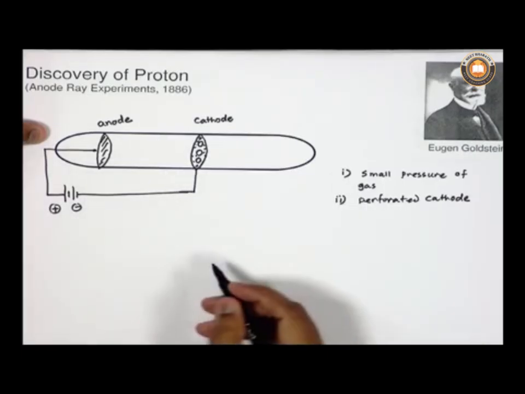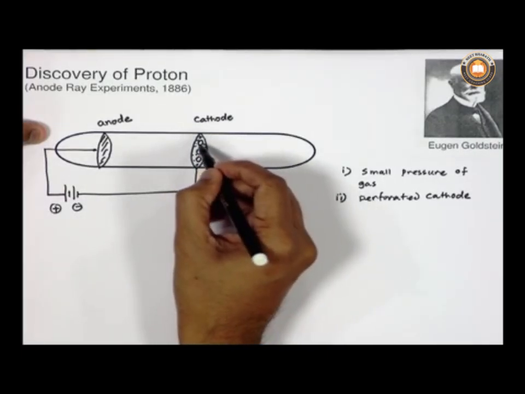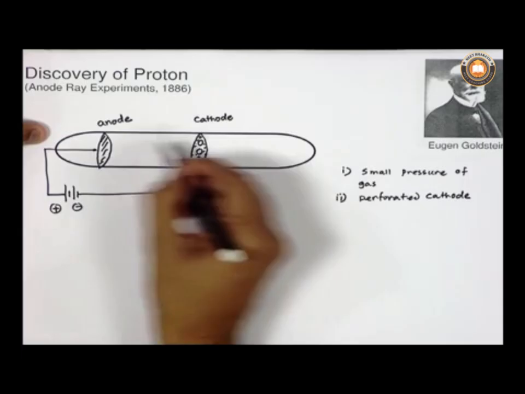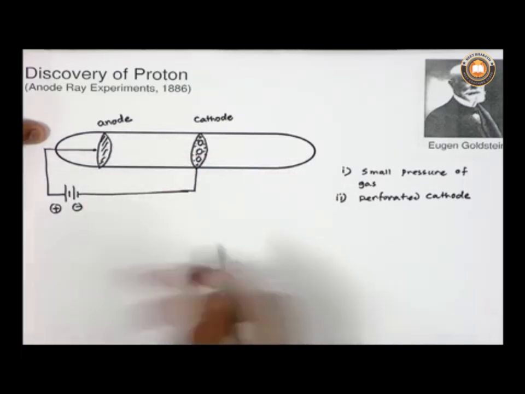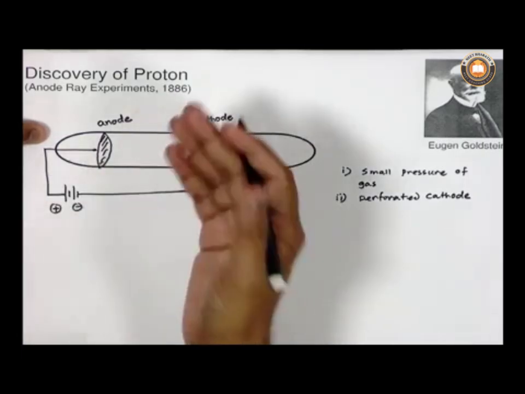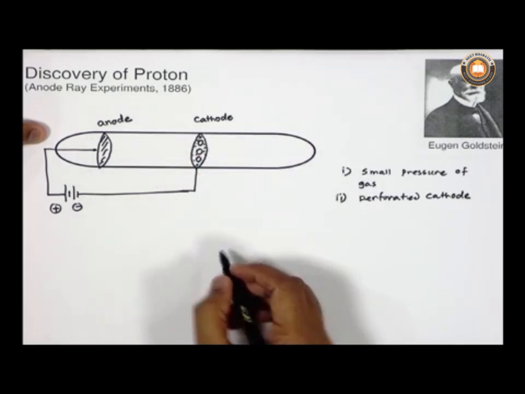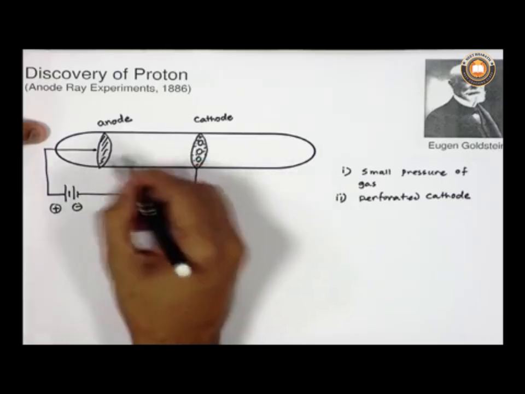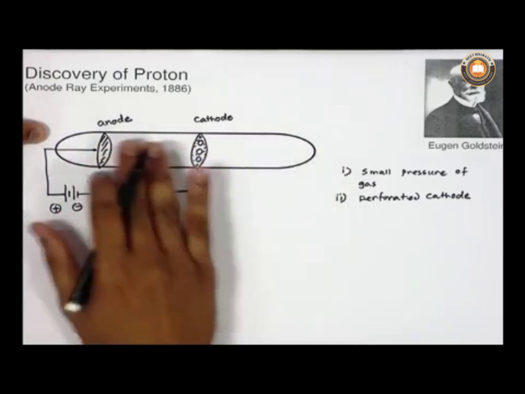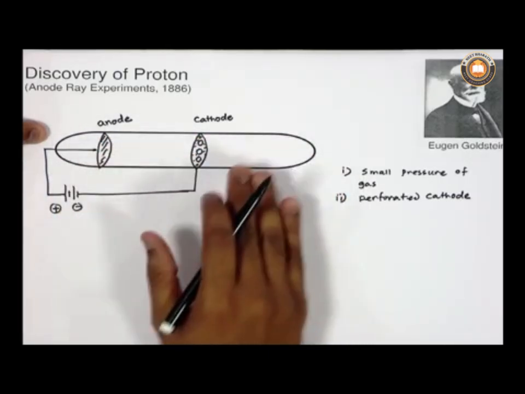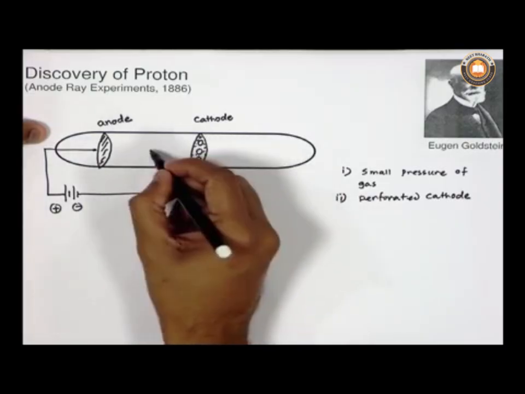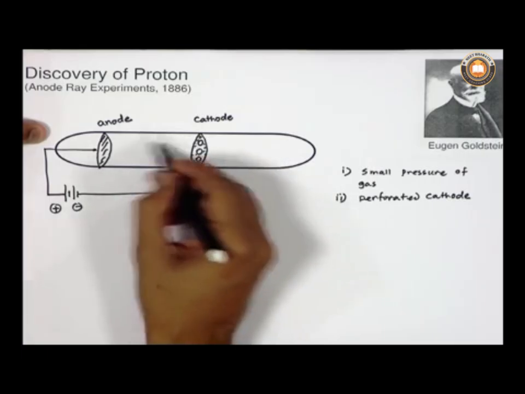When we apply high voltage, we know that cathode rays will start from the cathode and travel to the anode. But these cathode rays, which we know consist of particles, electrons, when they come, they hit the gas molecules present in this glass chamber. And when they hit these gas molecules, they ionize them.